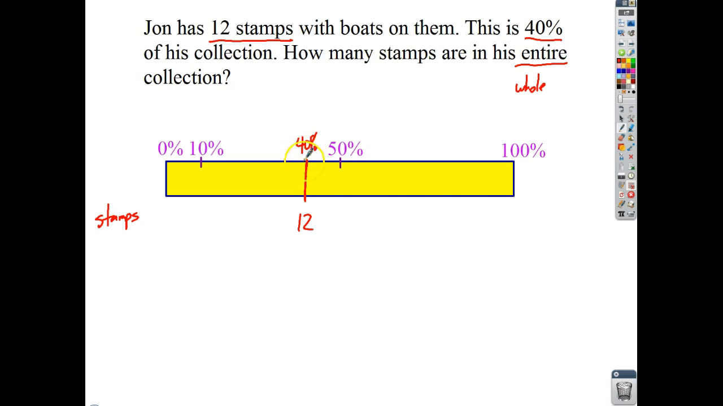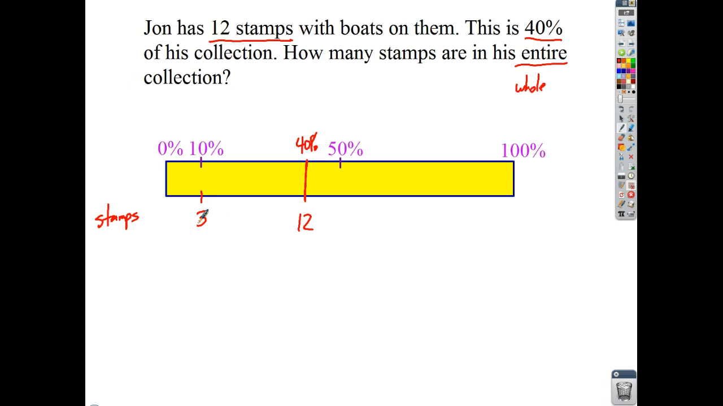So 40%, how do I go from 40% to 10%? Because if I can get to 10%, then I can just multiply by 10 and get all the way to 100. So 40%, how do I go from 40% to 10%? Well, I could divide by 4, right? 40 divided by 4 is 10. So let's do 12 divided by 4, and this would get me 3.